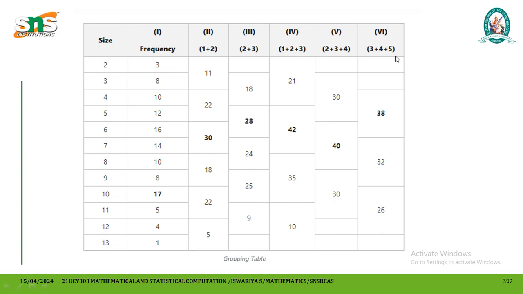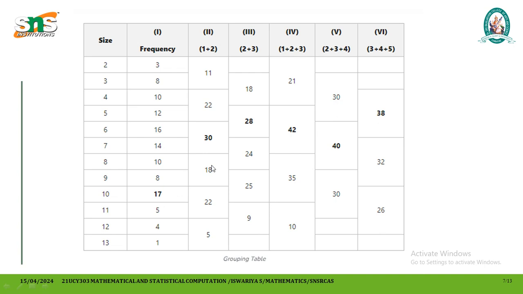So after that we have to leave the first number, then group the remaining three numbers, that is 8, 10, 12. In the last column we have to leave the first two numbers. After that we group the three numbers, 10, 12 and 16. So this is the procedure to find the grouping table.